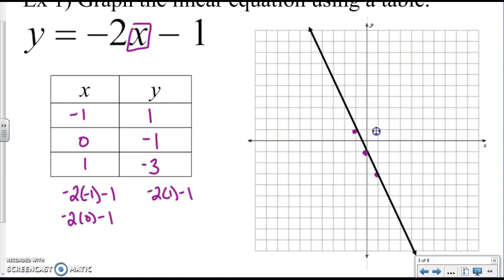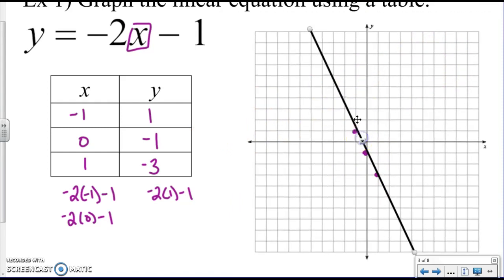It moved a little bit. Okay, try to go through the points as best as you can. Okay, so there's my linear equation, and I'm done.